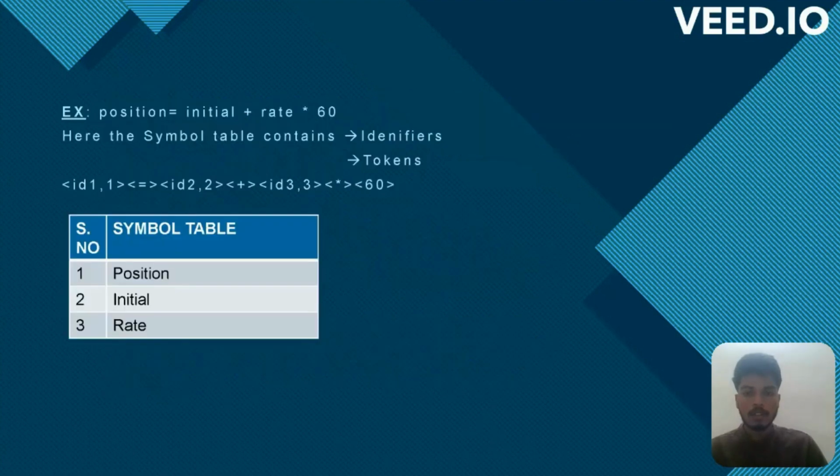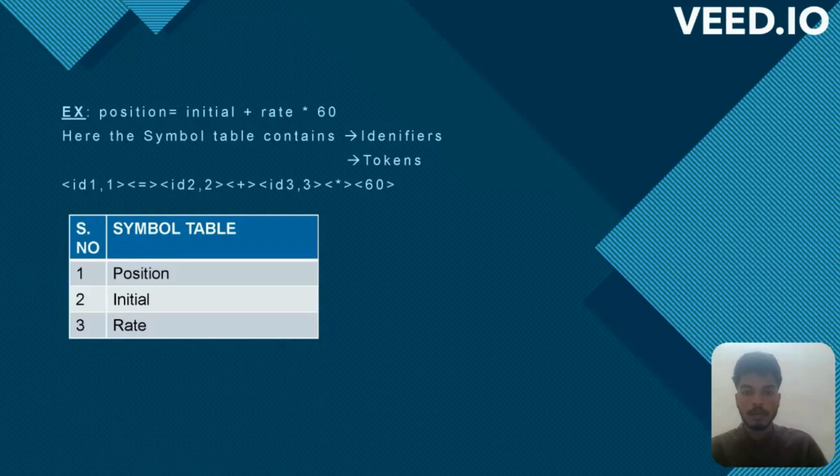Example of the lexical analyzer. Let us take position equal to initial plus rate multiplied by 60. Here it contains identifiers and tokens. We can write the identifier id1, and the equal to operator will be contained separately in tokens. Next id2, and the plus operator also is contained separately. It will not join with the other tokens and identifiers. The asterisk symbol, also called the multiply symbol, is also separate. Next, 60 is an integer value.